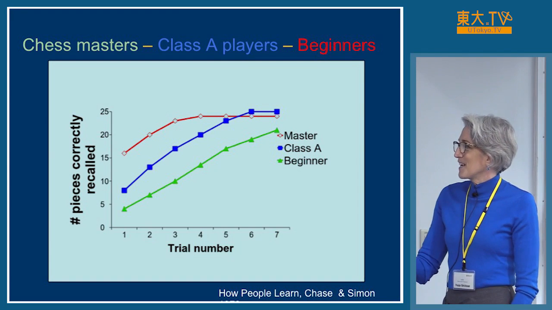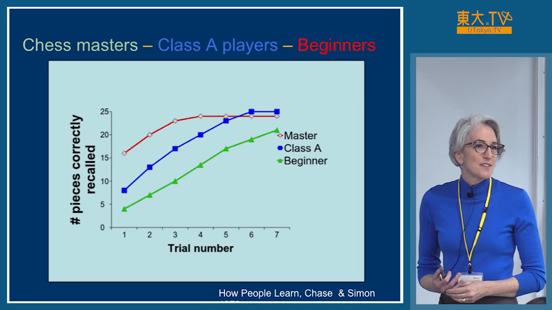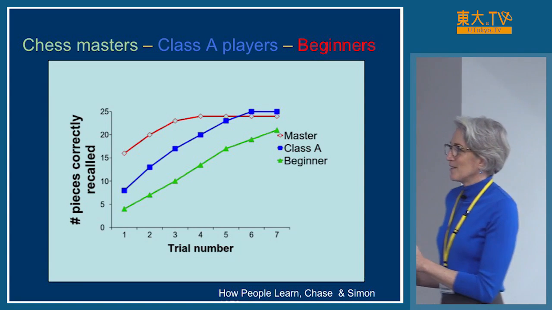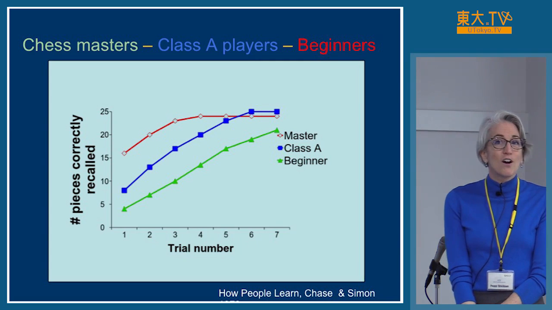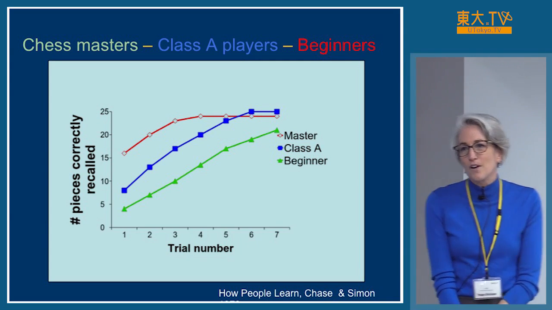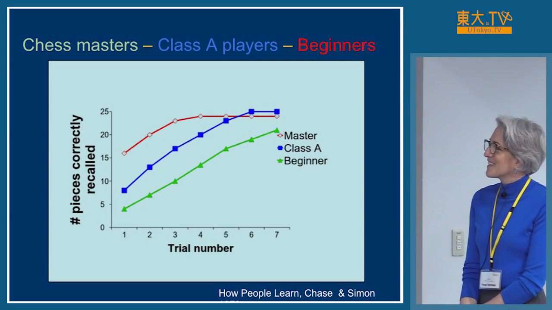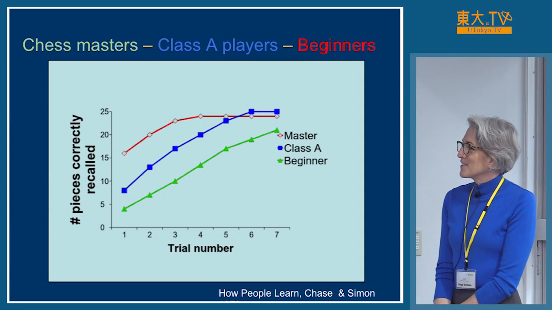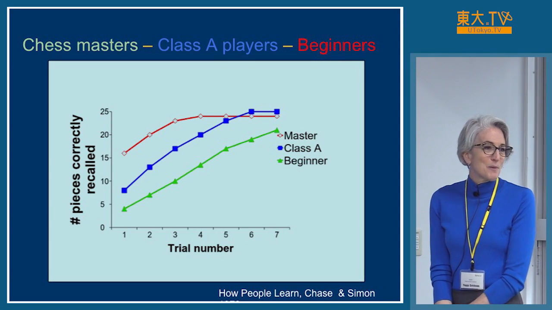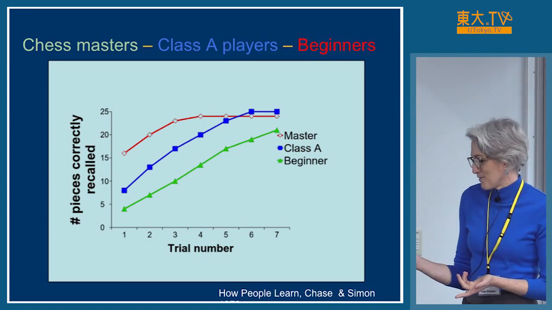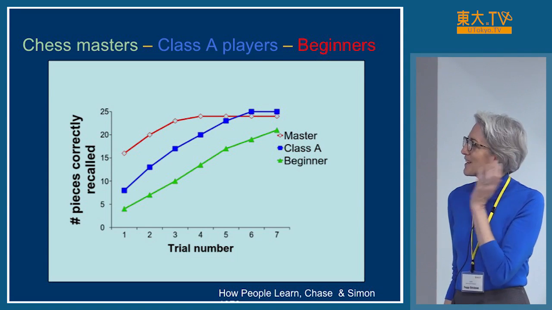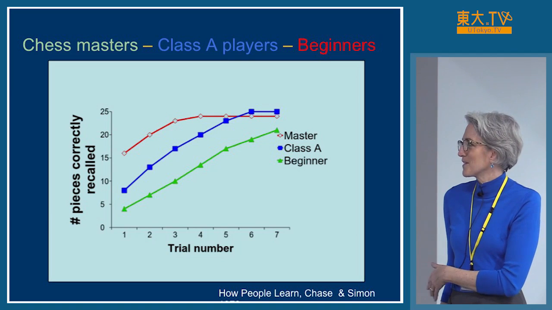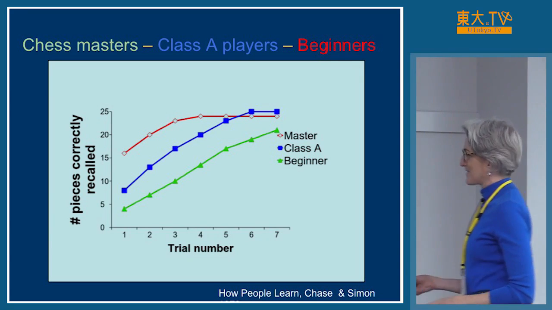They started out getting about 15 of the chess pieces on their first try. They could improve it by the second or third try, but after that, they had pretty much maximized. So they were able to recall almost immediately where all these chess pieces were. And then the Class A's did a little bit better. And the beginners, it was just trial and error. So you don't feel bad if you were the same as them. They only got 4 or 5 pieces on the first try. And then with repeated trials, they could finally maybe get close to where the masters and the Class A players were.